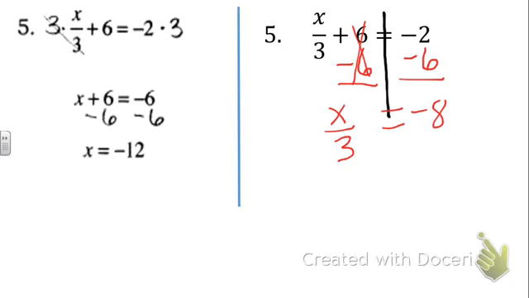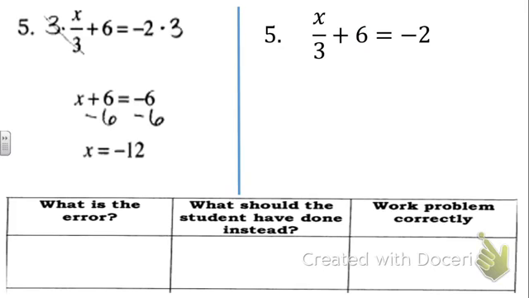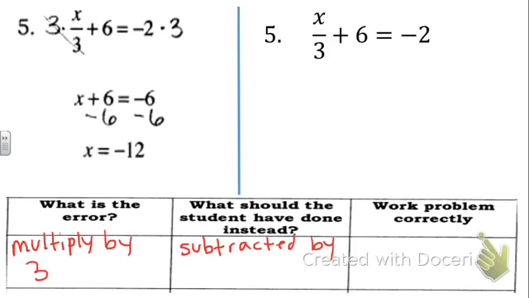In that box on your worksheet, where it says what is the error, that is where you need to write the mistake. So the mistake here was to multiply by 3. And what should you have done instead? You should have subtracted 6. Then you should work out the problem here correctly.